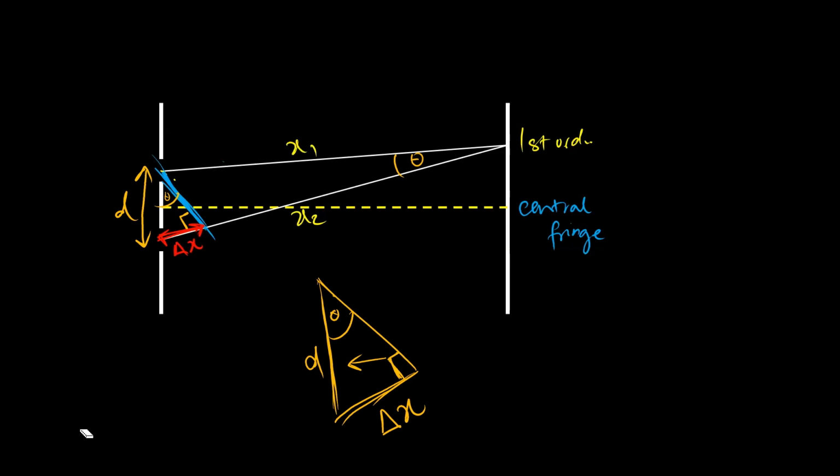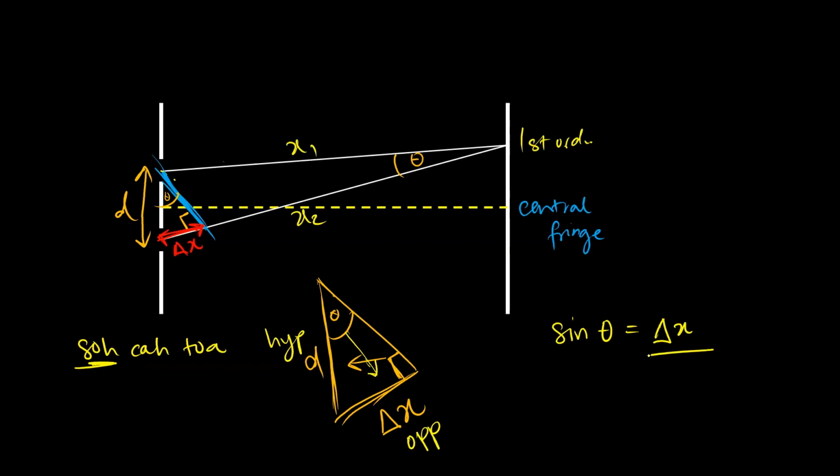So this would be the hypotenuse. This side would be the opposite side. And so what do we have? Opposite side and hypotenuse, so SOH CAH TOA. Opposite and hypotenuse, that's sine. So sine theta is equal to the opposite side, which is the path difference, divided by the hypotenuse, which is the distance between the slits.